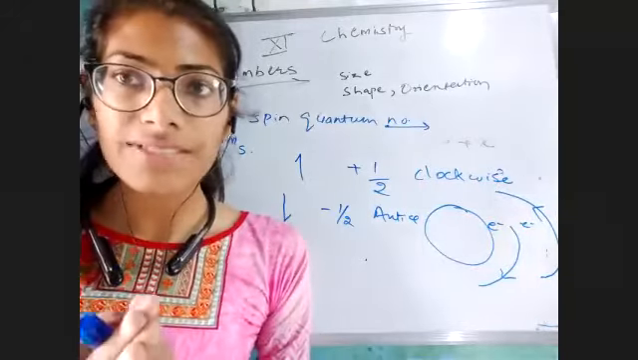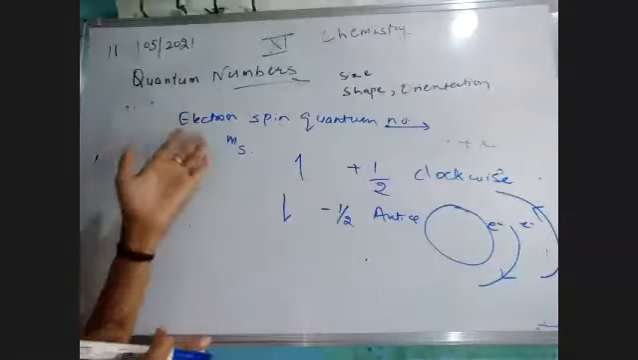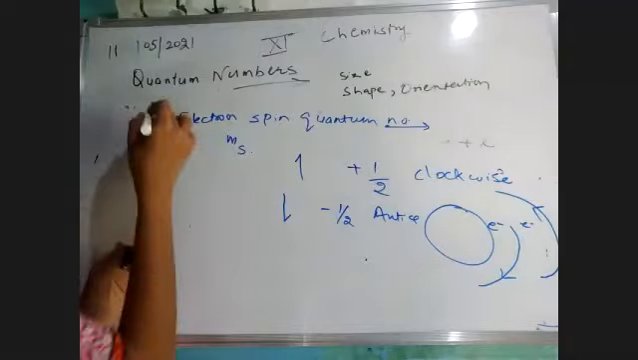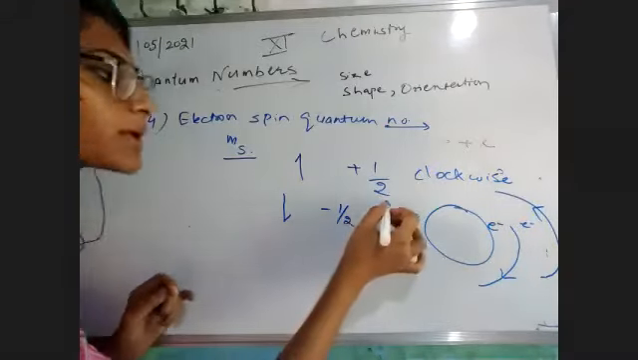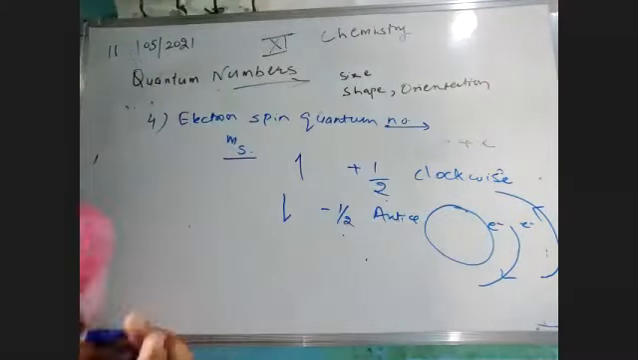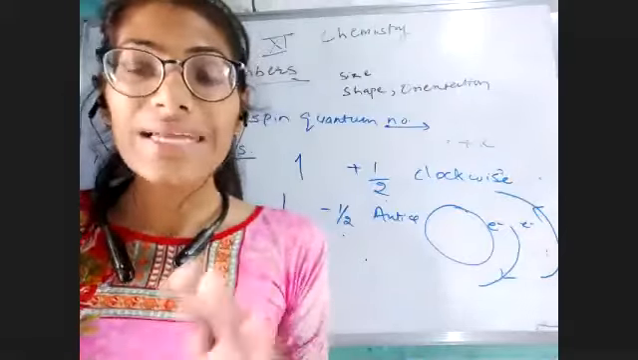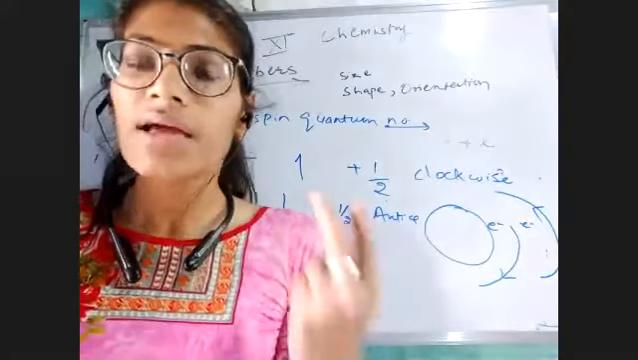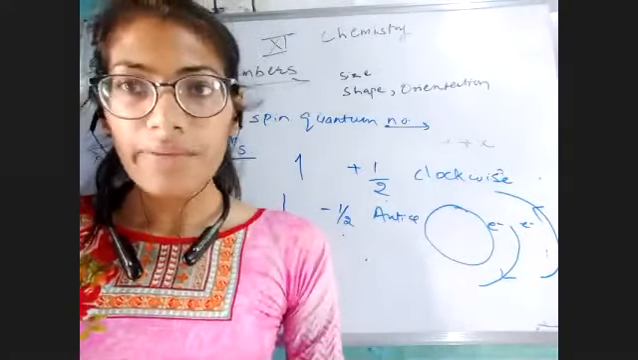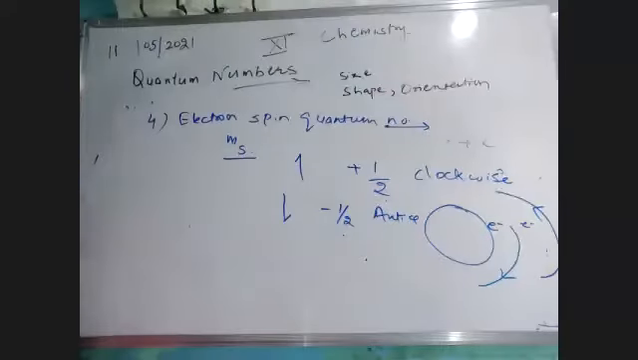So on the basis of this, we have given the last quantum number, which is represented by ms, which has only 2 values, either plus 1/2 or minus 1/2. It is totally independent of the other 3 quantum numbers, that is, not dependent on n, l, and ml. So this was all about the quantum numbers.